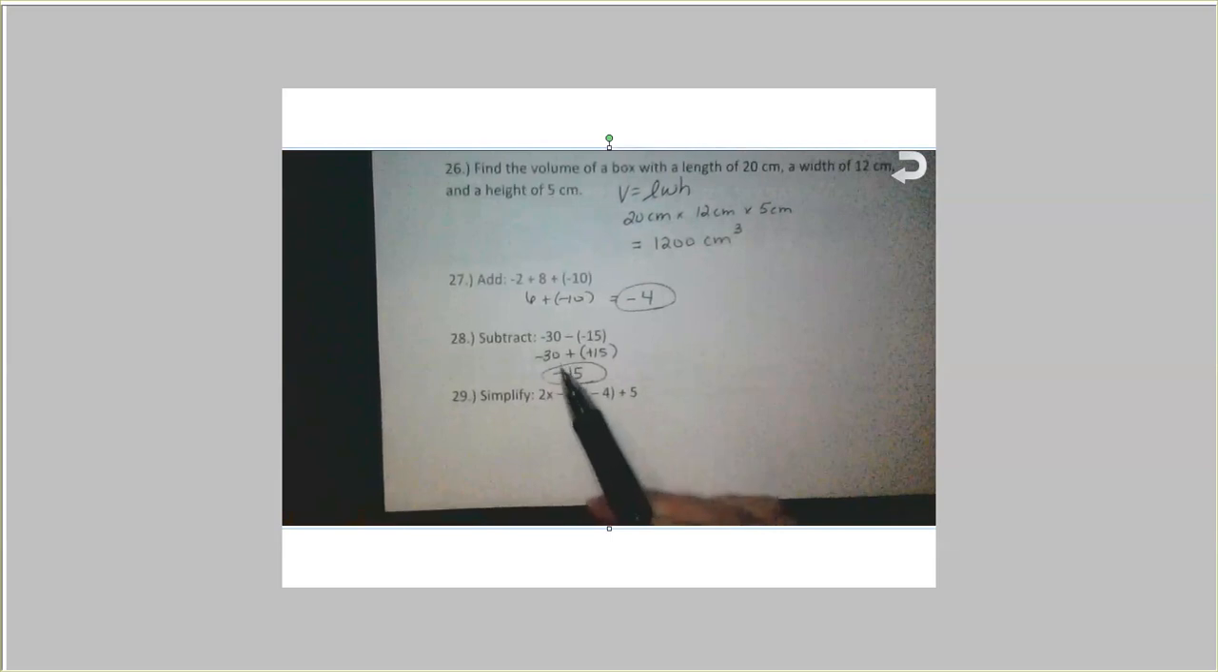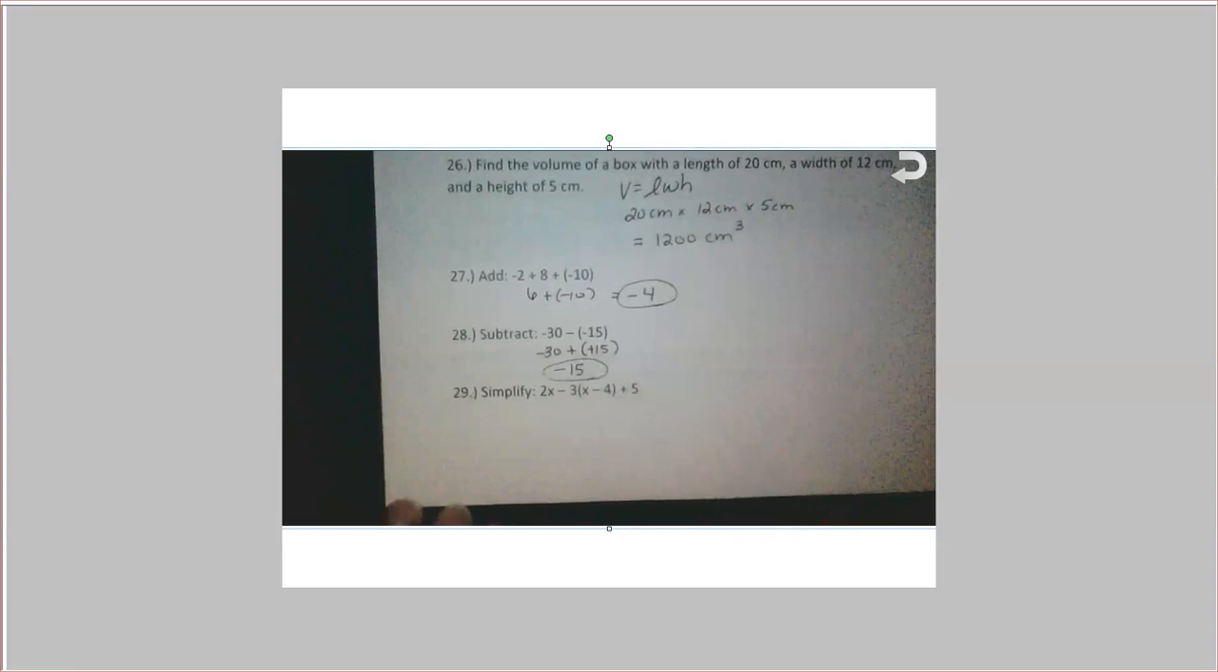Sometimes I like to relate positives and negatives with money. I think you understand that better. If you owed someone $30 and then you paid them $15 back, you would still owe them $15. So think of a debt as a negative number, and being in the positive or making a credit is a positive number, and that may help you as you relate those kinds of problems to money.